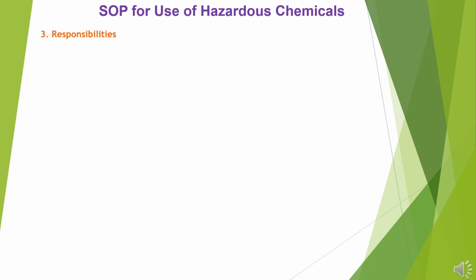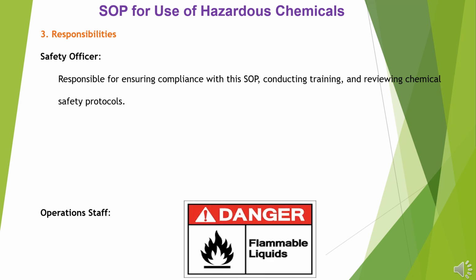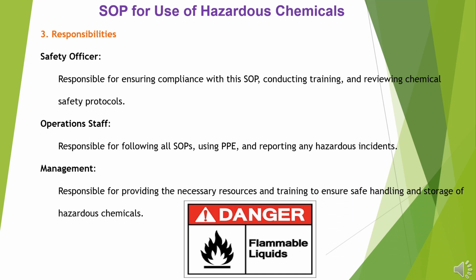3. Responsibilities. Safety Officer: Responsible for ensuring compliance with this SOP, conducting training, and reviewing chemical safety protocols. Operations Staff: Responsible for following all SOPs, using PPE, and reporting any hazardous incidents. Management: Responsible for providing the necessary resources and training to ensure safe handling and storage of hazardous chemicals.